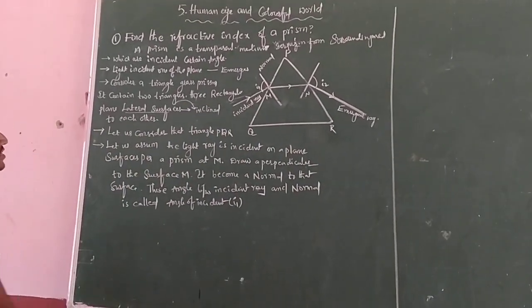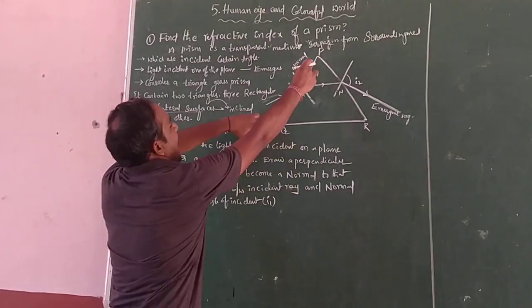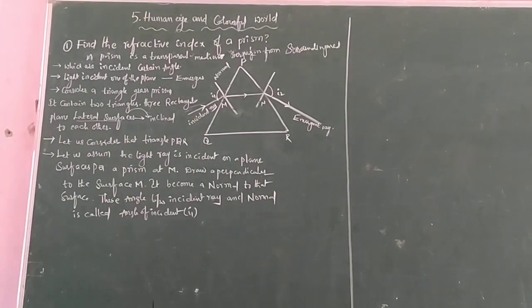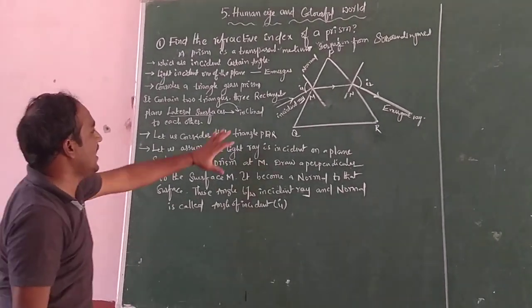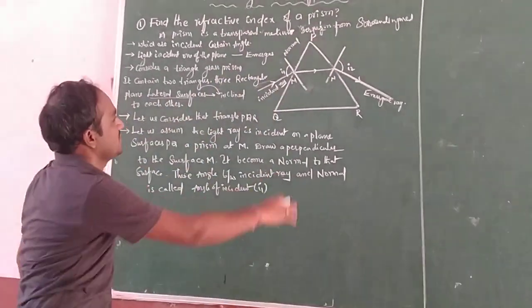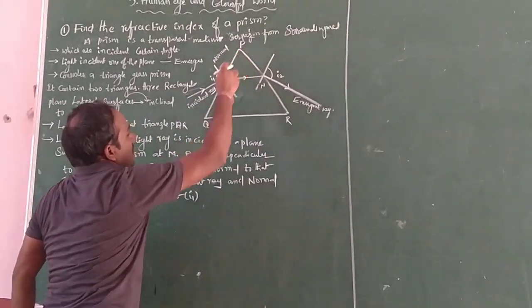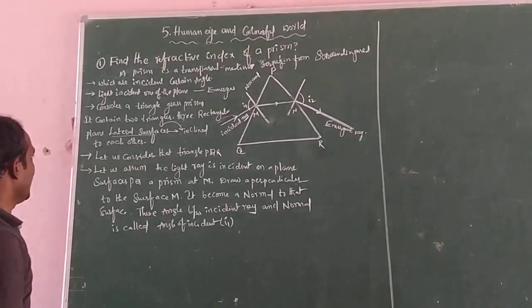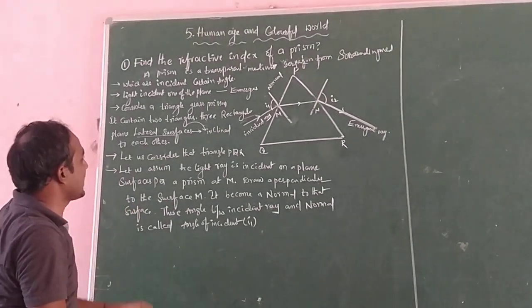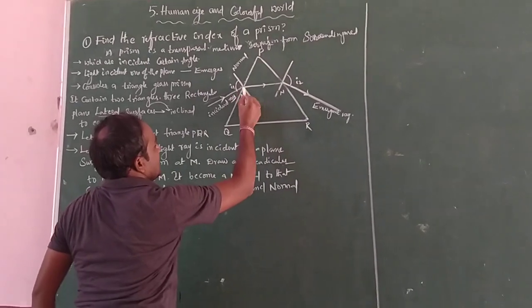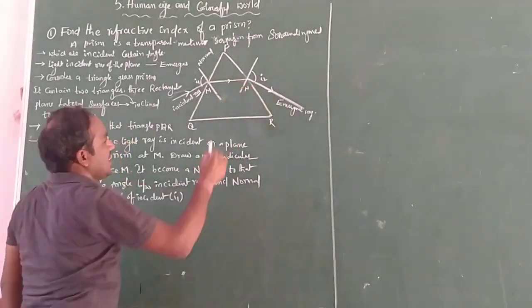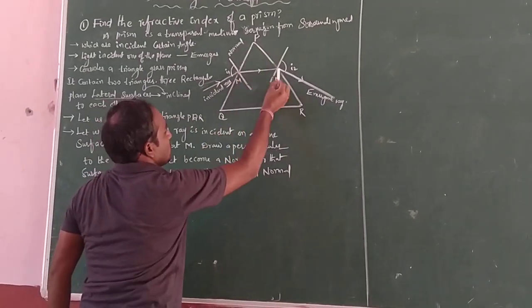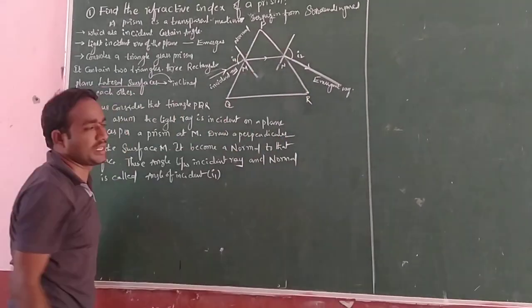And one more thing, the rays are incident at certain angles. Consider the triangular prism PQR. It has two triangles: this is one triangle and this is the other triangle. So how many triangles are there? Two triangles.